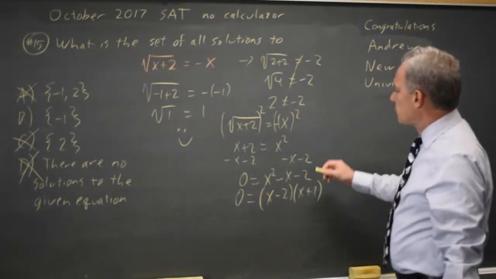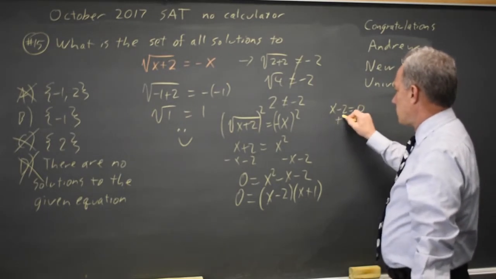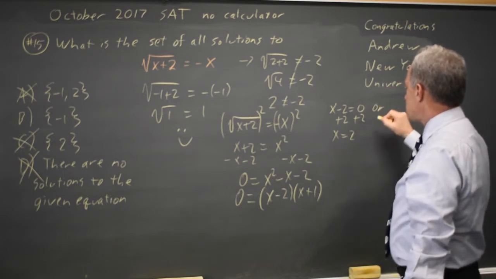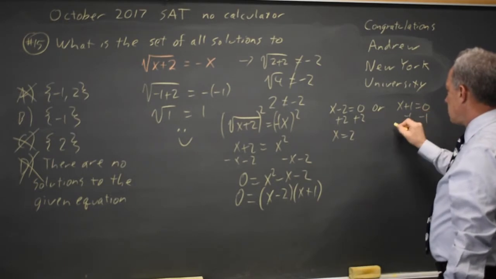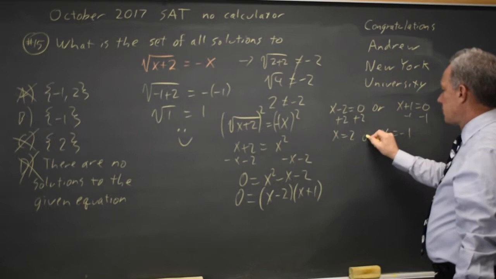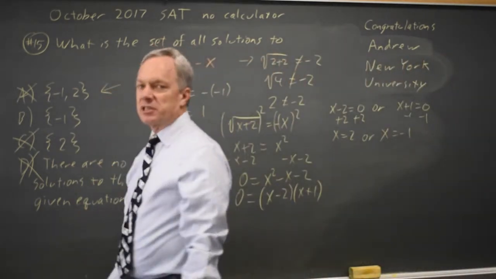I have a product that equals 0. That means either the first factor is 0, and if I add 2 to both sides I get x equals 2, or the second factor is 0. And if I subtract 1 from both sides, that gives me x equals -1. The algebra suggests that choice A would be the correct answer.